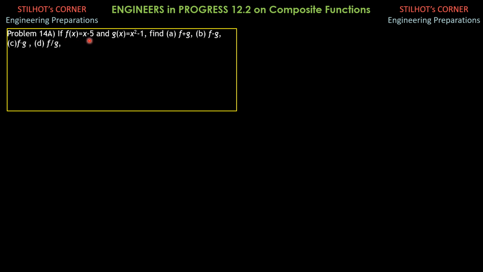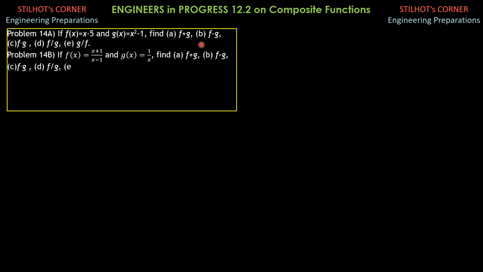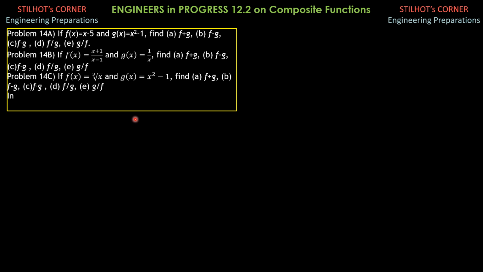If f of x is x minus 5 and g of x is x squared minus 1, find f plus g. Just read that as we solve the first part. We are also required to determine the domain of the function in all problems.